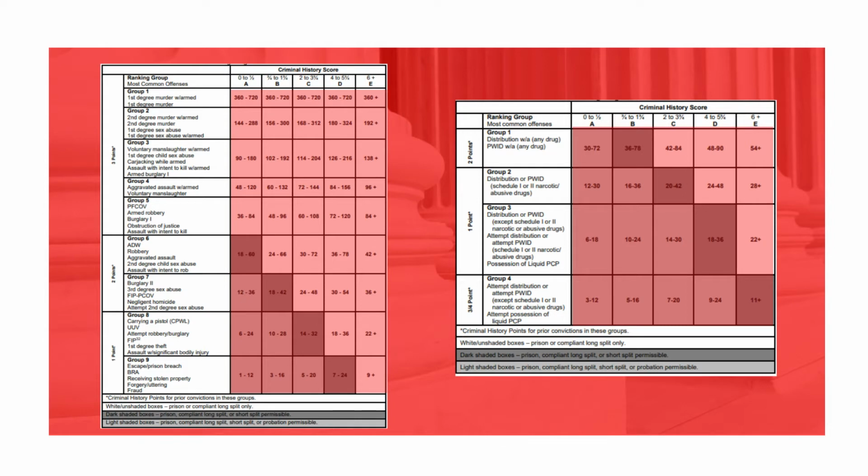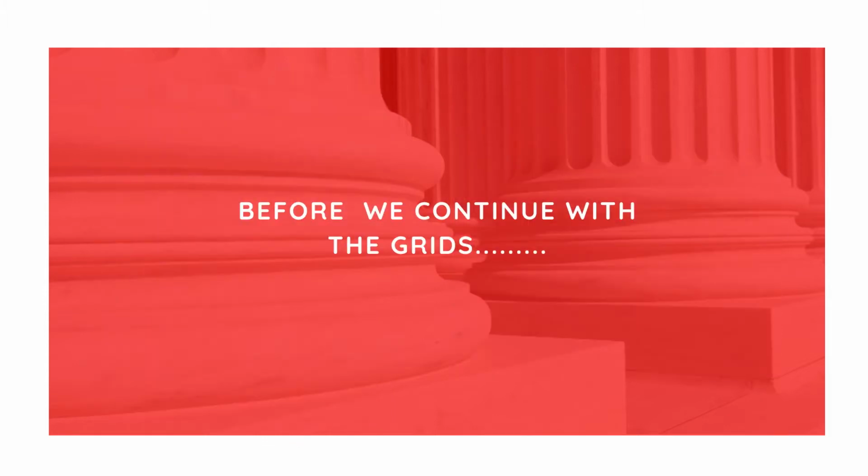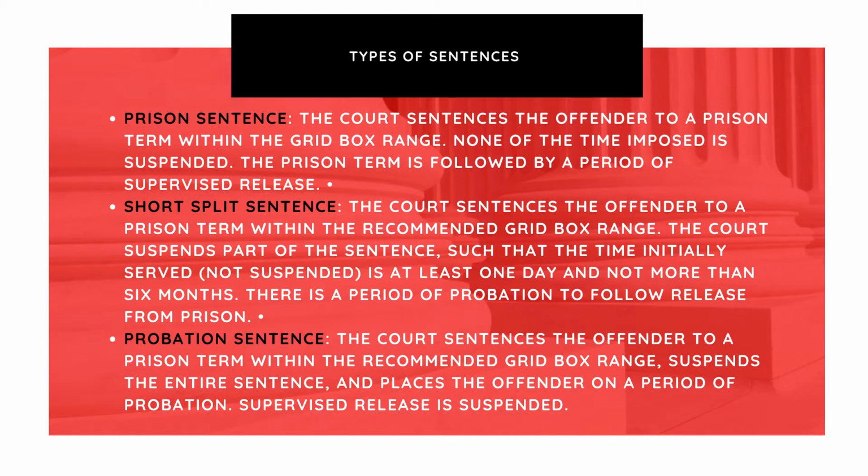Both grids house individual boxes which contain sentencing ranges. Before we continue with the grids, let's discuss the different dispositional sentences. There are 3 types of dispositional sentences: prison sentence, short split sentence, and probation sentence.